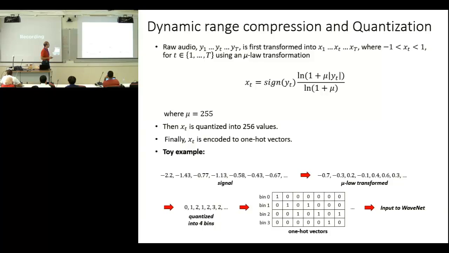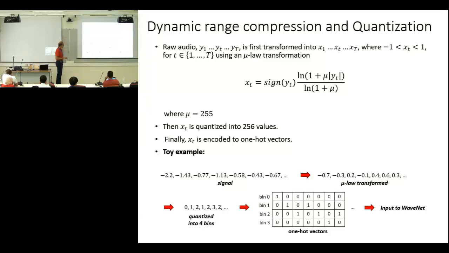Let's suppose that this is a signal. After a mu-law transform, it is transformed into this one, and after it is quantized into 4 bins, it will take values 0, 1, and 2, 1, 2, and so on. And we transform that into one hot vectors.